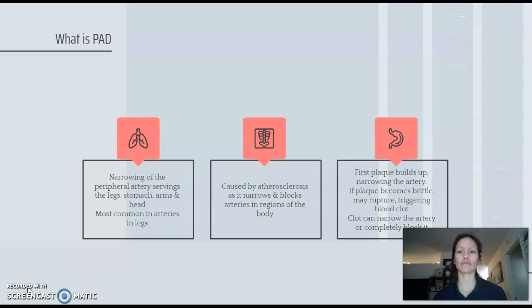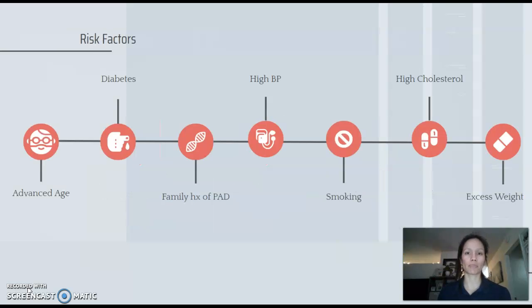So the process of it: first plaque builds up and narrows the artery. If the plaque becomes brittle, it might rupture and trigger a blood clot, and that clot can narrow the artery or completely block it off as well. Some risk factors are being elderly, having diabetes, family history of PAD, high blood pressure or high cholesterol, smoking, as well as obesity.